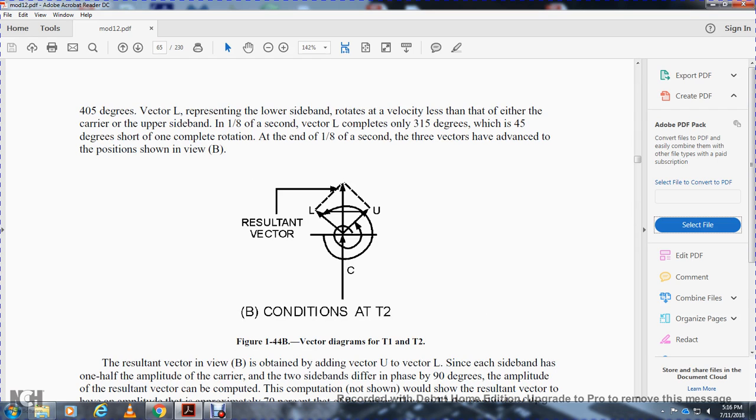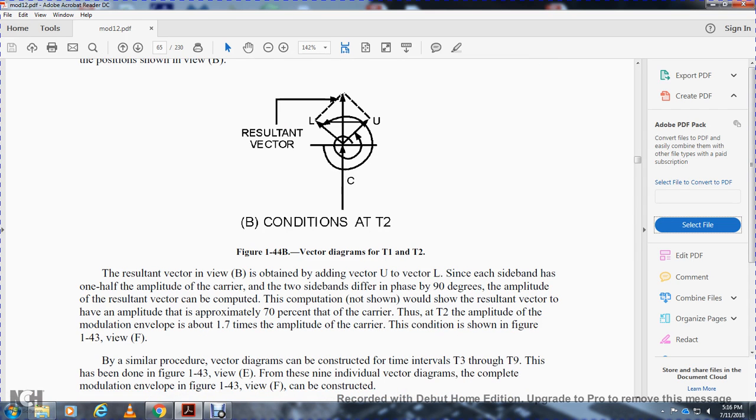Alright, the resonant factor between L, U, and C. Continuing at time interval 2, the vector diagrams at time intervals 1 and 2. The resultant vector of view B was obtained by adding vector U and vector L. Since each sideband has 1/2 the amplitude of the carrier, the two sidebands differ in phase by 90 degrees. The amplitude of the resultant vector can be computed; a computation, not shown, would show the resultant vector to have an amplitude approximately 70% of that of the carrier.